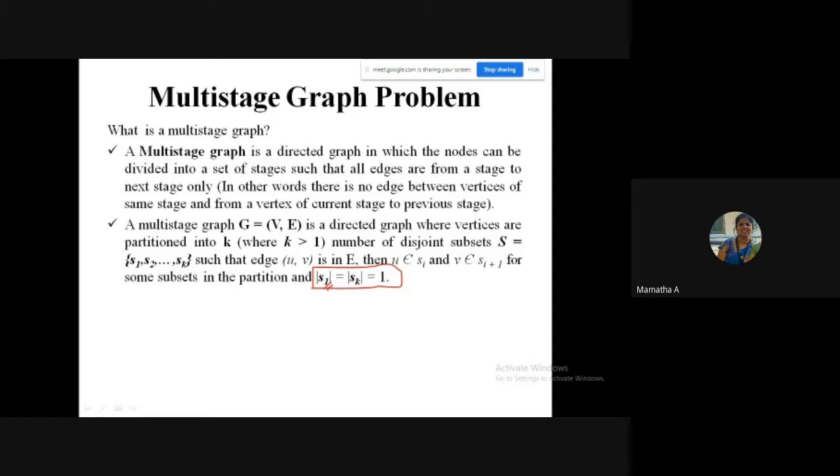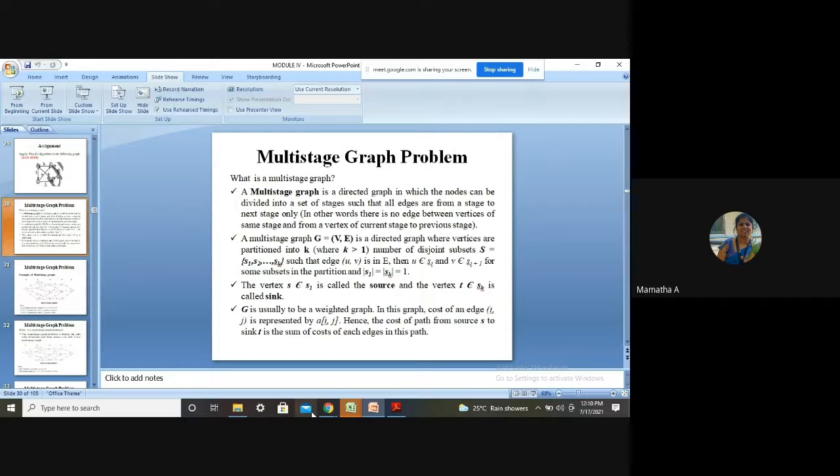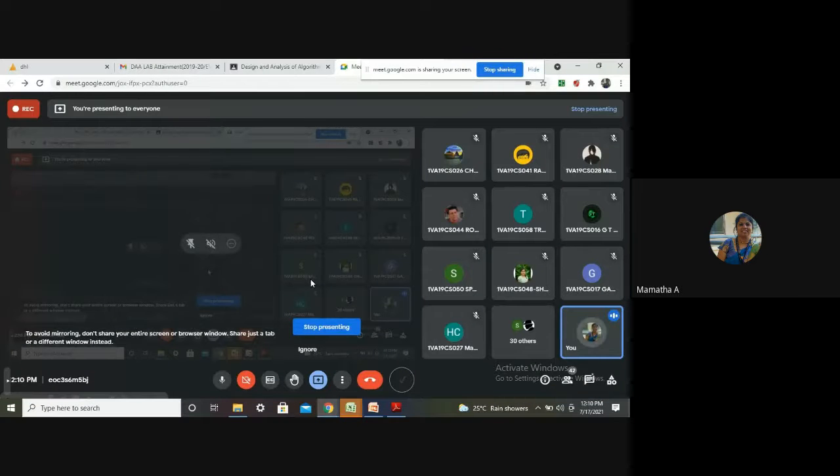One indicates what? The stage. So in the first stage, how many vertices will be there? Can anybody answer, looking at this? How many vertices do you have in stage 1? Students, cardinality of S1 equals 1 means how many vertices you will have in stage 1? Can anybody answer me?